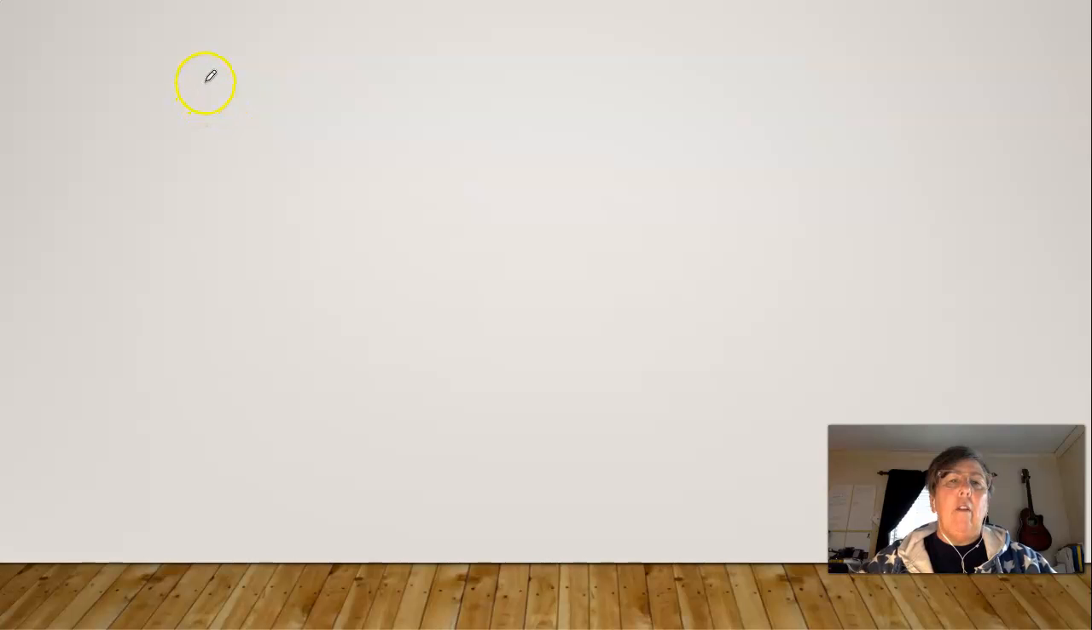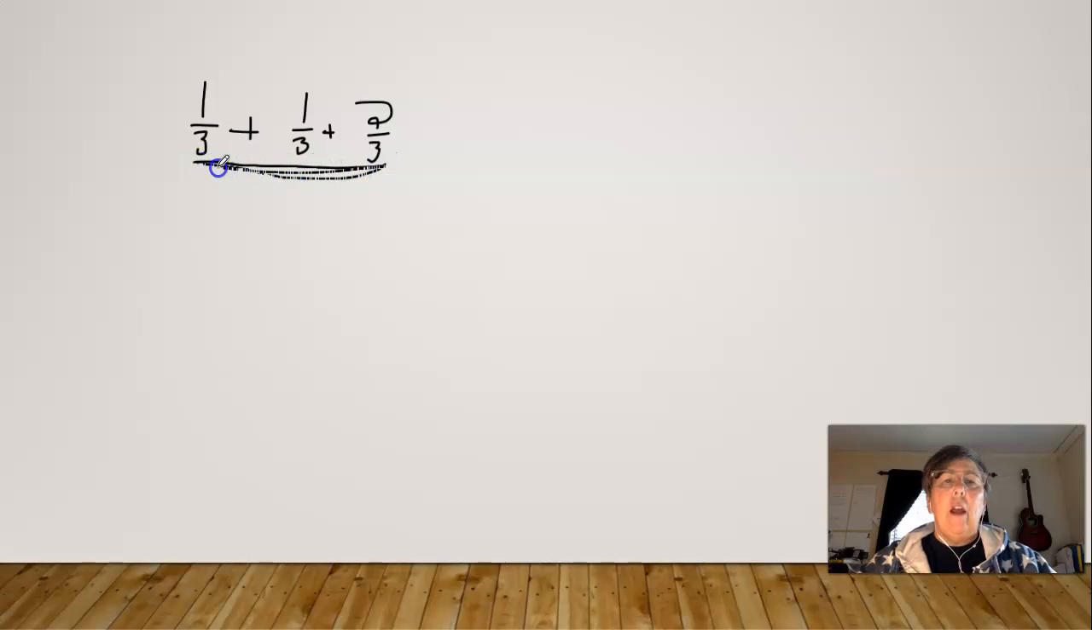When we added fractions and we had like 1/3 plus 2/3, we said that the reason that we could add them is because all of the denominators were thirds. In other words, all of them had what's called a common denominator. Common means the same.